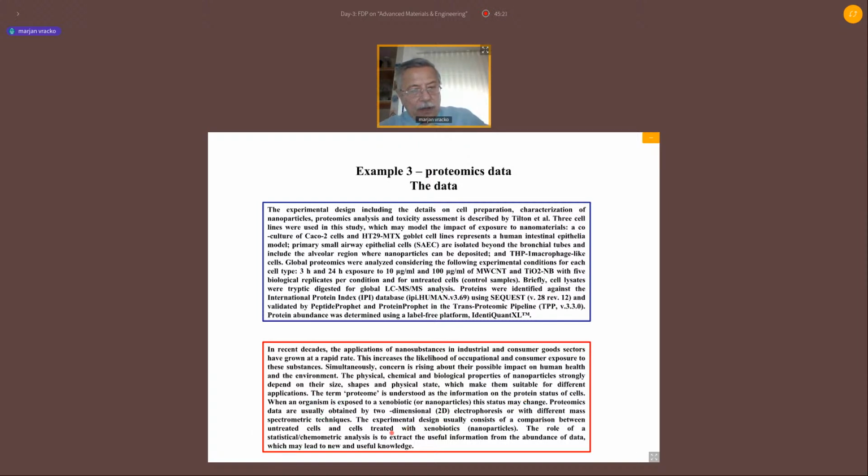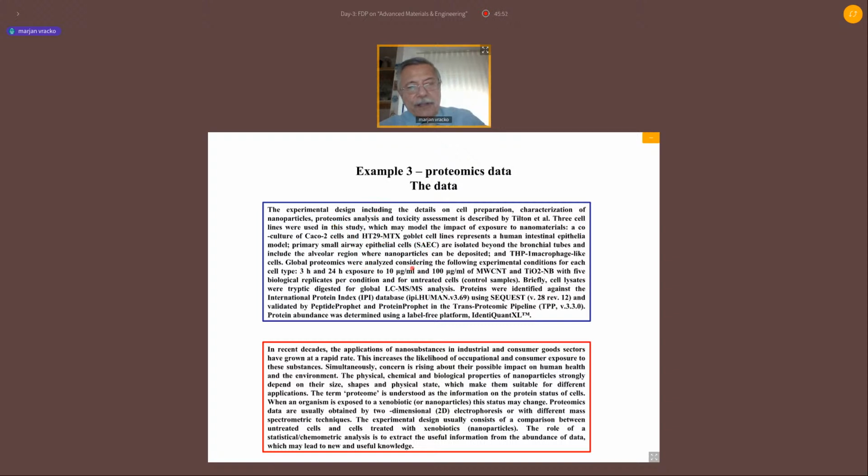proteome means actually the information about the protein status of the cell, and this status may change if cells are treated with nanoparticles. And here is quite a big experiment. The details are written here.